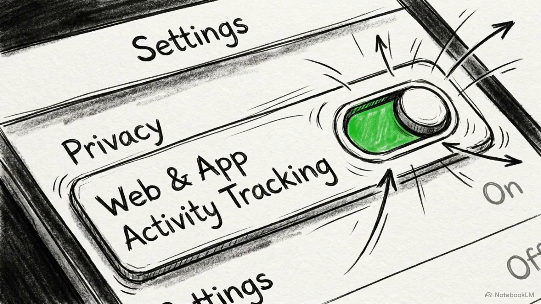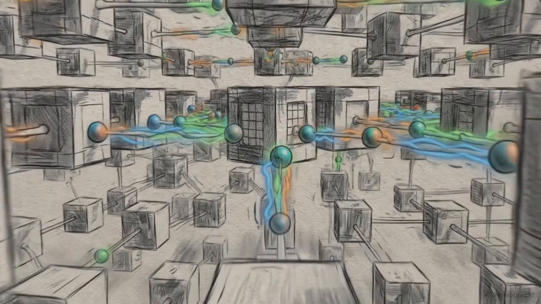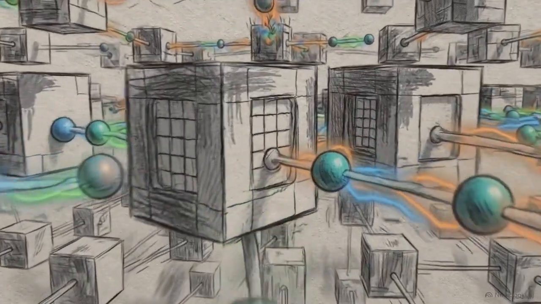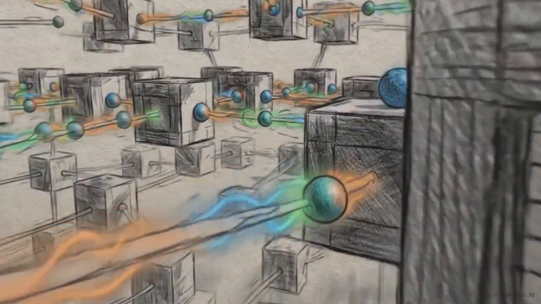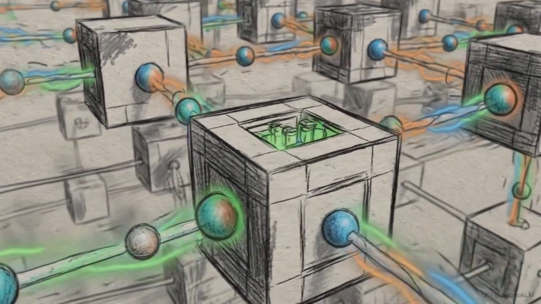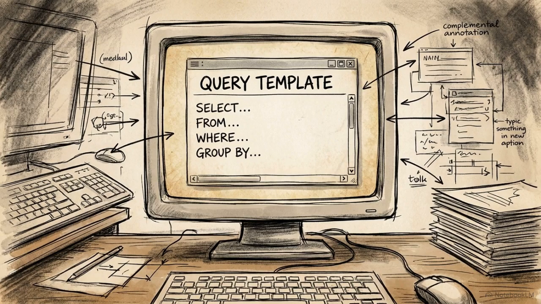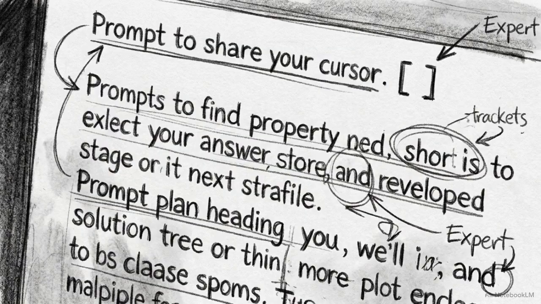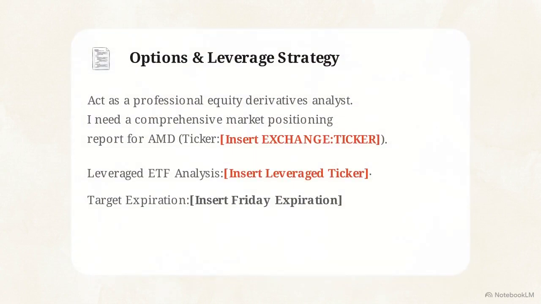Go to your account settings and toggle Web and App Activity Tracking to On. This configuration shifts the platform from a retrieval-based model to a back-end architecture optimized for generative vector processing and active knowledge synthesis. We will use a master prompt template to structure the report. Open this in a text editor so we can configure the variables. We need to replace these bracketed placeholders with specific data markers for our target stock.